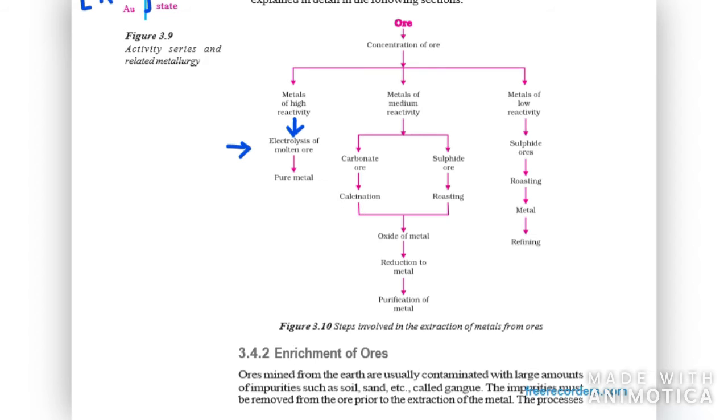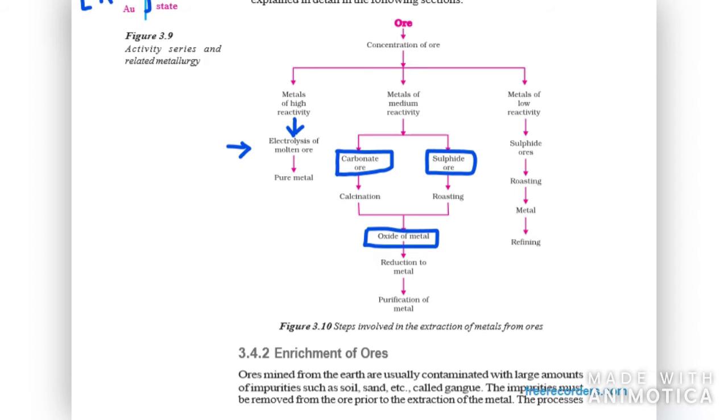Now, if we have metals of medium reactivity, they are obtained from two ores, that is carbonate ore and another is sulfide ore. So if you get from carbonate ore, then you have to do calcination. If we have from sulfide ore, you have to do roasting. So these are two processes by which we can get metals of medium reactivity. Then from calcination and roasting, we get oxide of a metal.